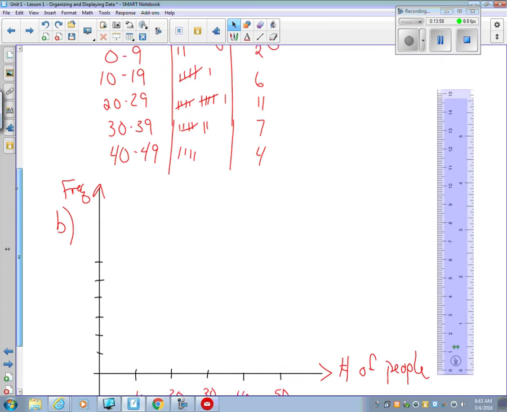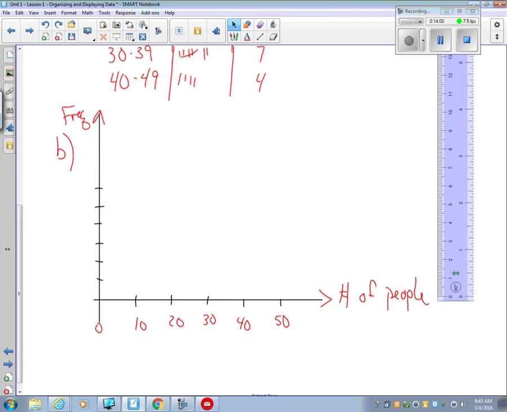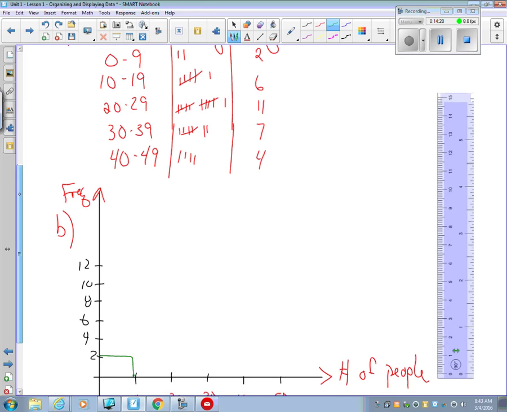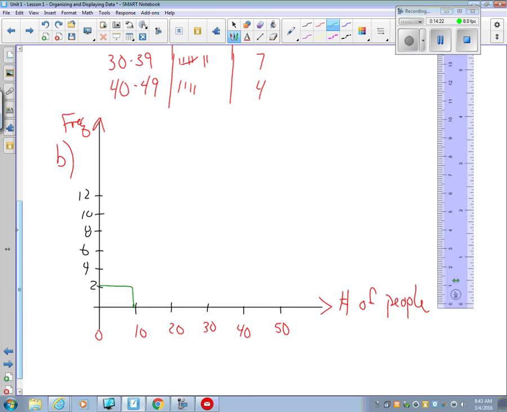Okay, so 0 to 9 there was 2. Now, because it's 0 to 9, my bar is not going to hit the 10 line. So I'm going to put some intervals in here. 2, 4, 6, 8, 10, 12. Okay, 0 to 2. So 9 would be right about here, right? So I'm going to go up. There's my 9. There's going to be a little gap between each bar. So 10 to 19, there should be 6.